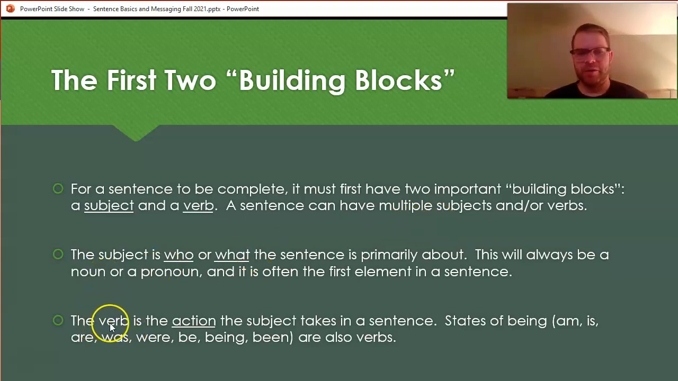As I mentioned a moment ago, we know verbs well. We've been practicing them. A verb is whatever the action the subject takes in a sentence. States of being, like the forms of to be, are also verbs. We practiced linking verbs about a week ago. Subjects would be who or what the sentence is about. We've hinted at this in class, but this will always be a noun or a pronoun. It's very often the first element in a sentence to look for.